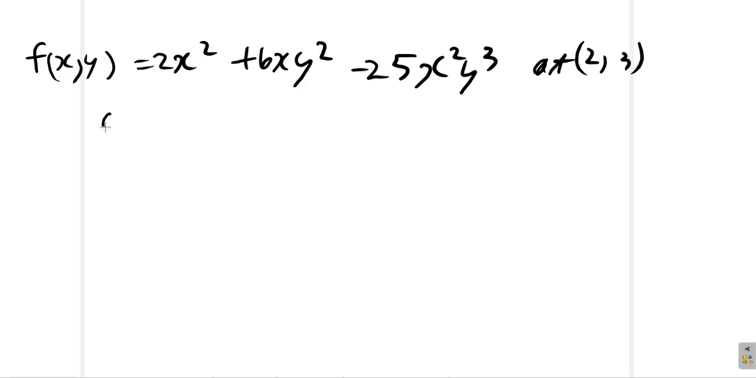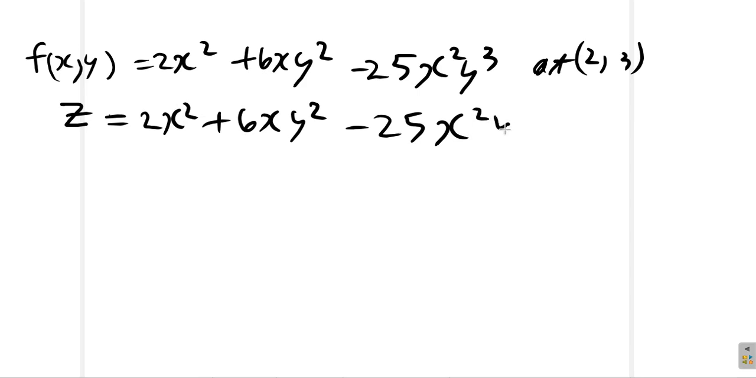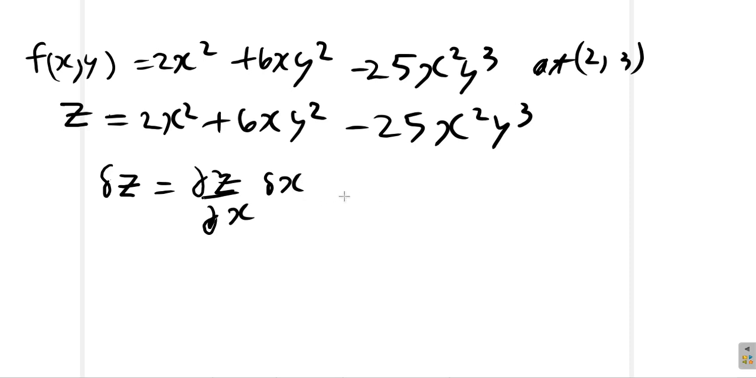Remember, change in z, and by the way, let's call this z is equal to 2x squared plus 6xy squared minus 25x squared y cubed, because f of xy is really z. Now a change in z is equal to the partial derivative of z with respect to x times a change in x plus the partial derivative of z with respect to y times a change in y.